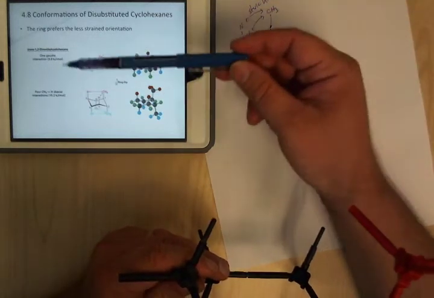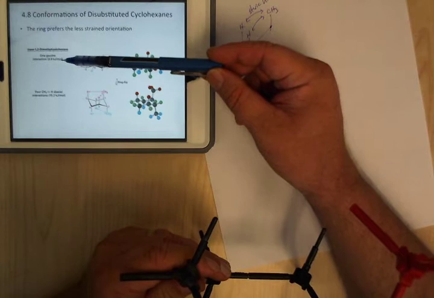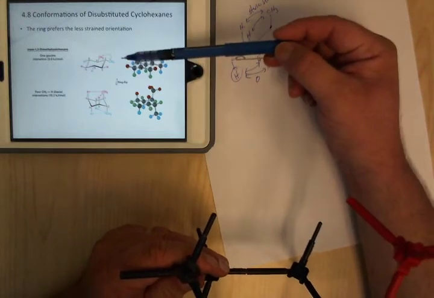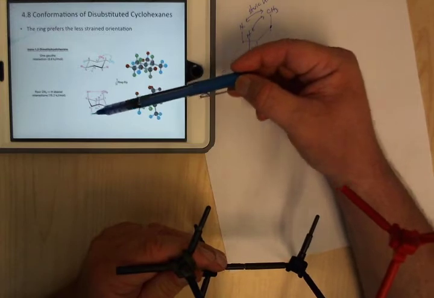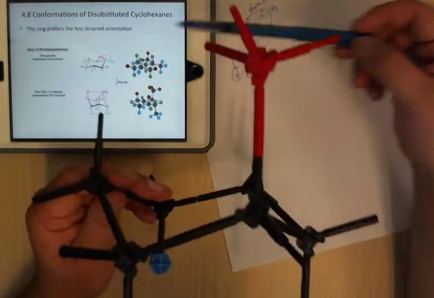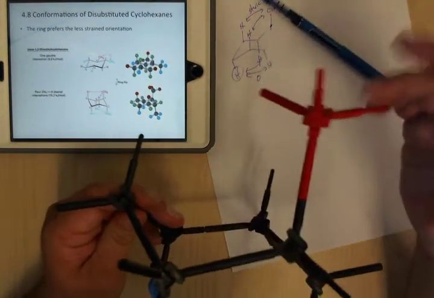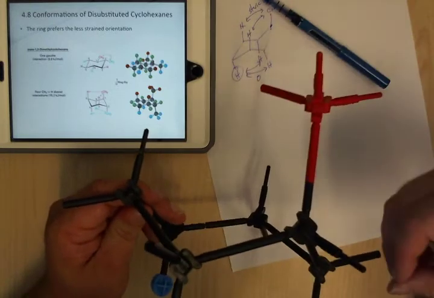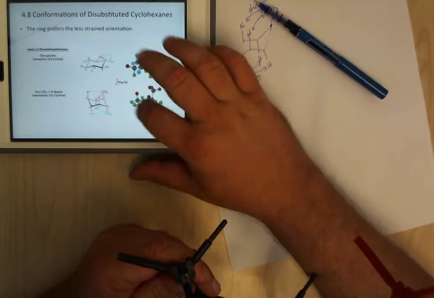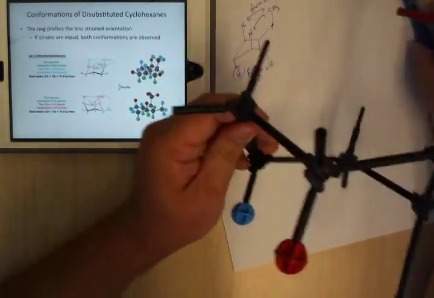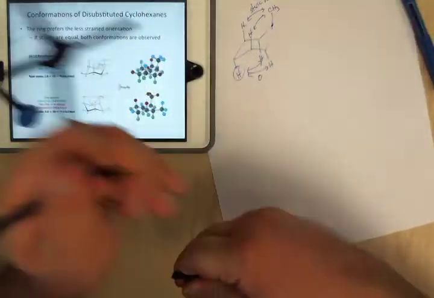That's why we have the chart. So anyways, you still have some interactions, so this isn't 0, but it's a lot less than these interactions here. So you have to be careful with the chair flip. Usually what you want to do is put the biggest group equatorial and take the pain with moving things around.